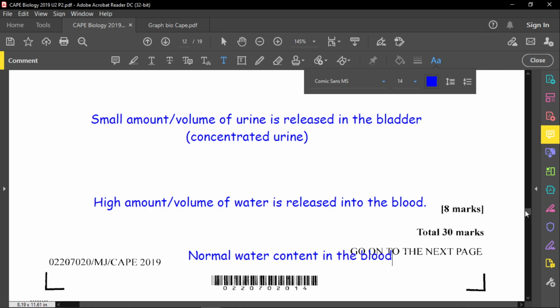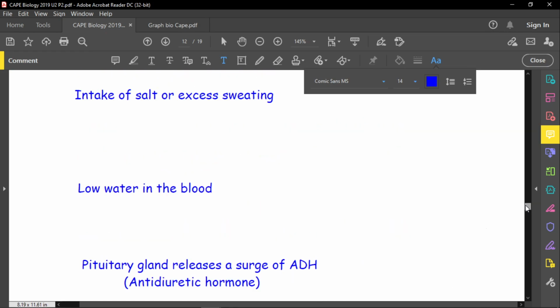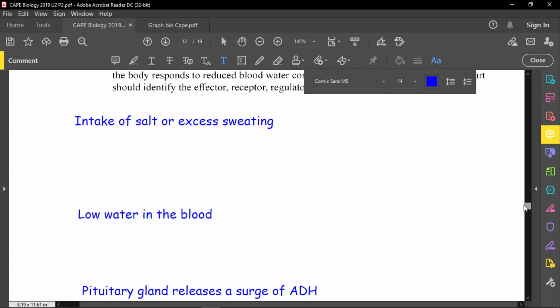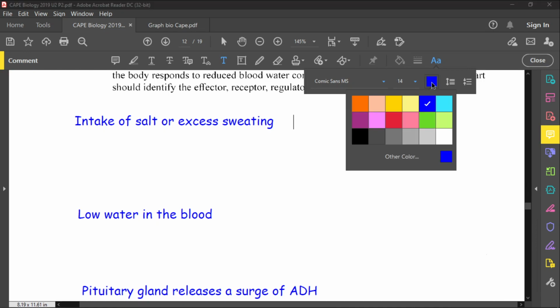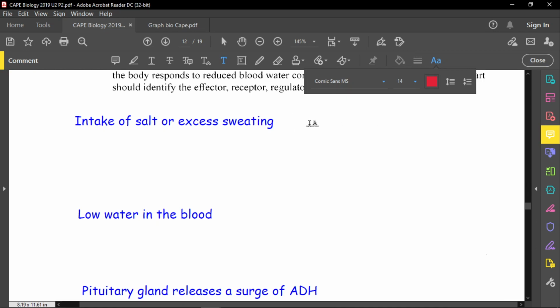And so just let me quickly put some arrows in, and as I put my arrows in, I might just indicate quickly what is happening here. Let me put this in red. What you're going to have here is that once you intake the salt and excess sweating starts taking place, the nerves will pick up these changes, like excess salt and excess sweating. So we have receptors detecting these changes.